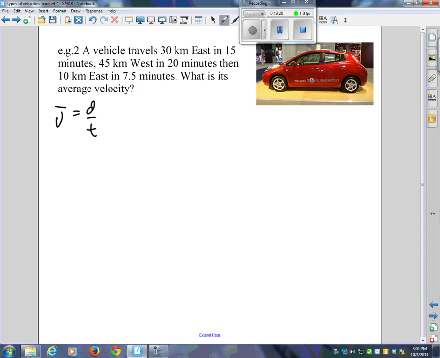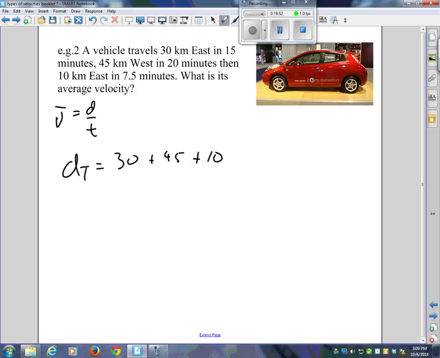I got 30 kilometers east, and then I got 45 kilometers west, and then I got 10 kilometers east again. I need my total displacement. Add them all up. So can I just go 30 plus 45 plus 10? Notice that I asked a question, I didn't say that's what you do. Can you do that? You could if you don't care about being right or wrong. You shouldn't if you want it to be right.